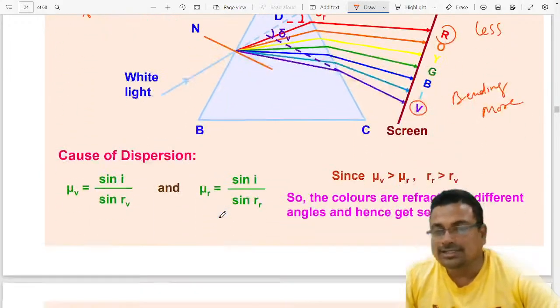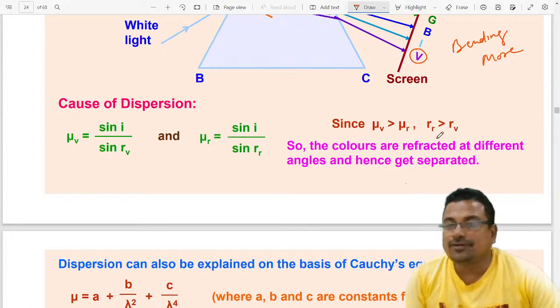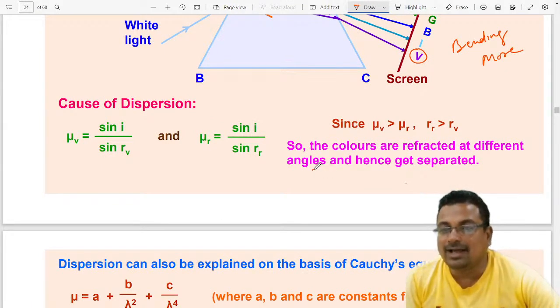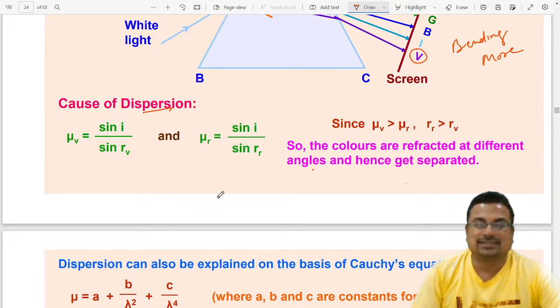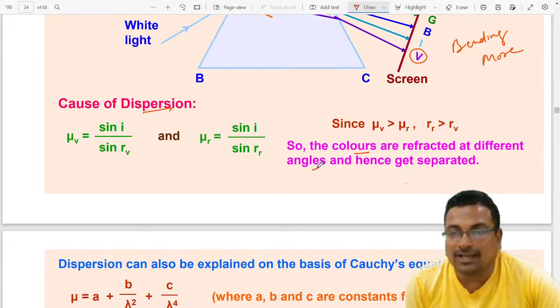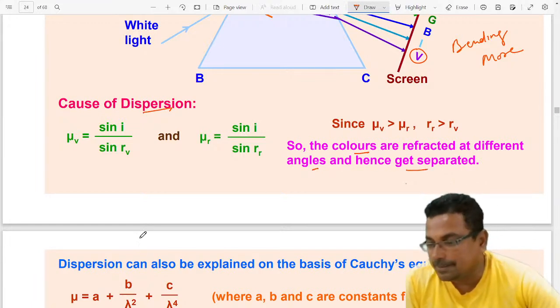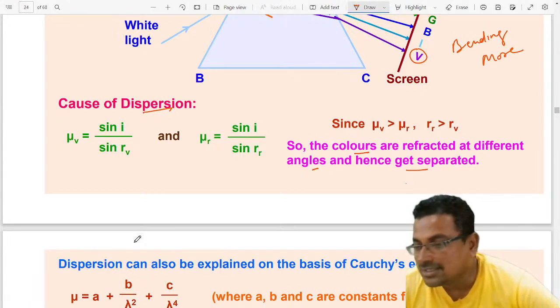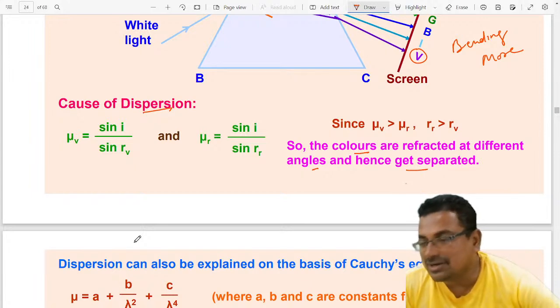What is the reason for dispersion? Different colors have different wavelengths and they are refracted at different angles, hence they get separated. All colors don't have the same wavelength, they have different wavelengths, and they get refracted by different angles. So we get the 7 colors. In nature we see the rainbow during the rainy season.